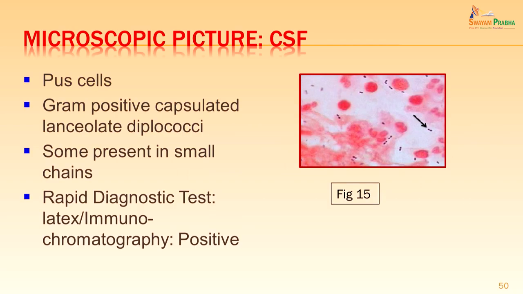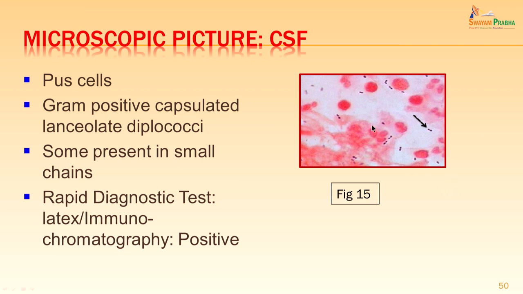Now Streptococcus pneumoniae you have studied in the past when we were discussing lobar pneumonias. Here I am just revising Streptococcus pneumoniae with you because it is one of the common pathogens we see in patients of meningitis. So here the microscopic picture of the CSF would show pus cells again. Again the CSF would be turbid, it would show pus cells, gram positive, capsulated, lanceolate or flame shaped cocci present with a capsule around them.